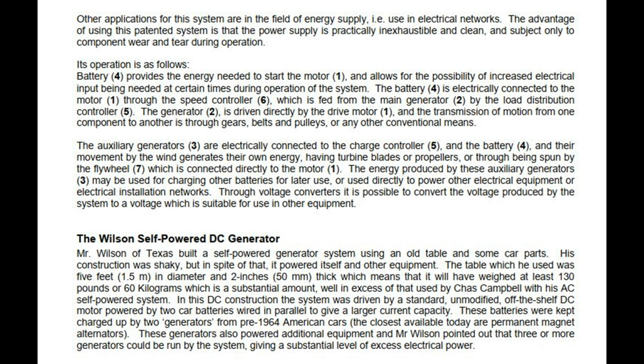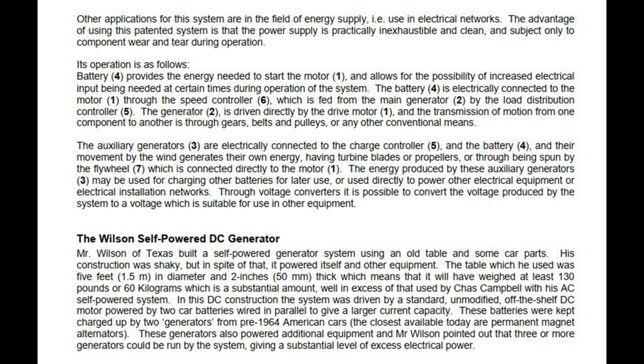The auxiliary generators, 3, are electrically connected to the charge controller, 5, and the battery, 4, and their movement by the wind generates their own energy, having turbine blades or propellers, or through being spun by the flywheel, 7, which is connected directly to the motor, 1.